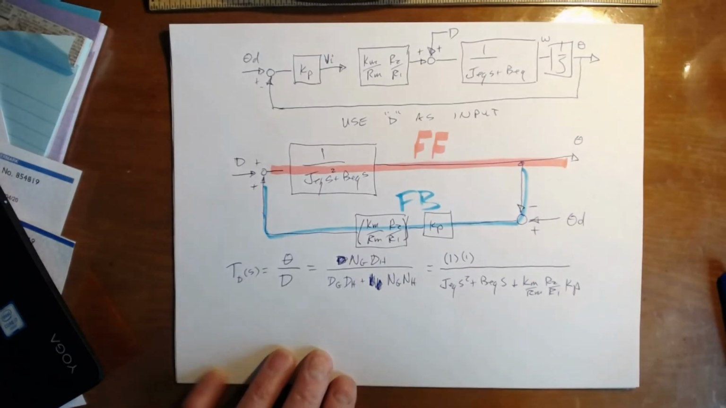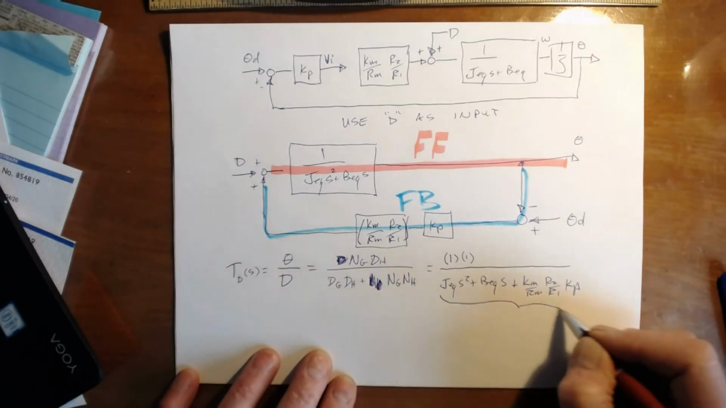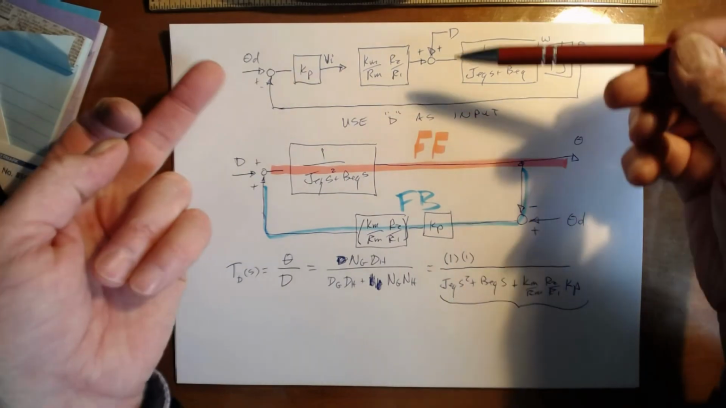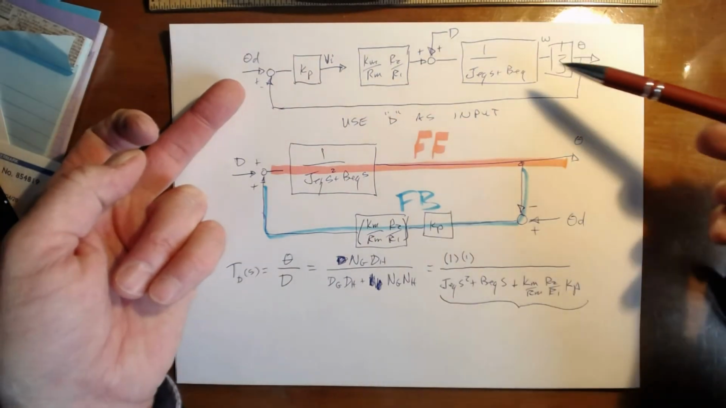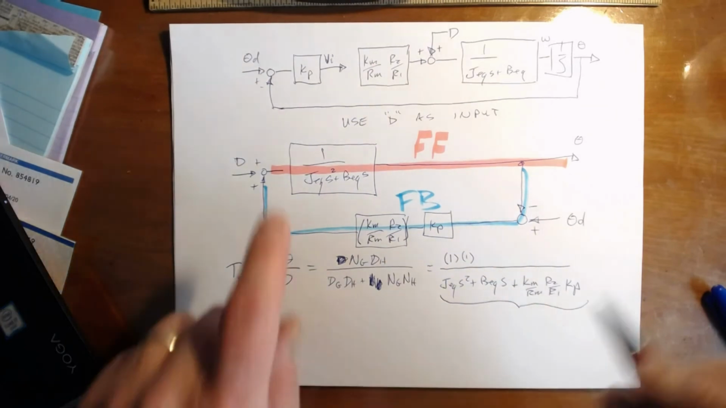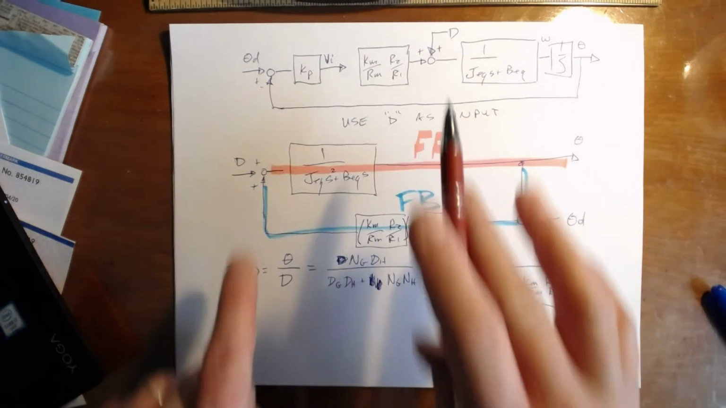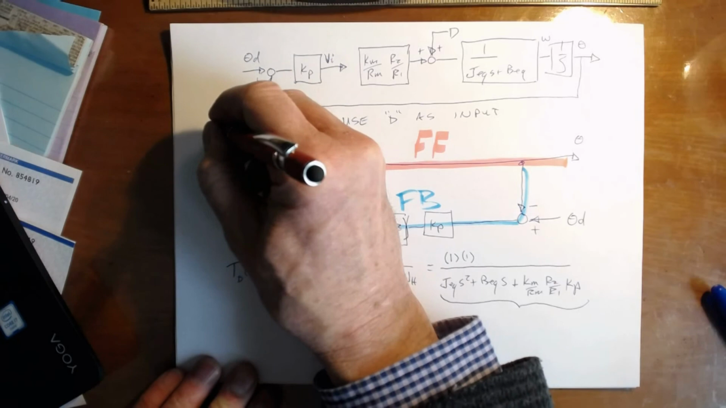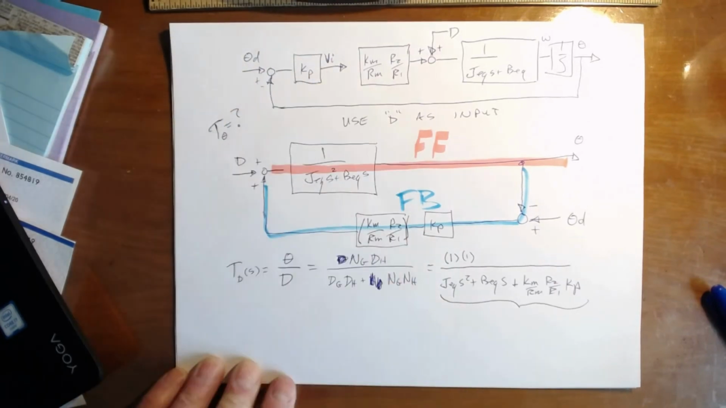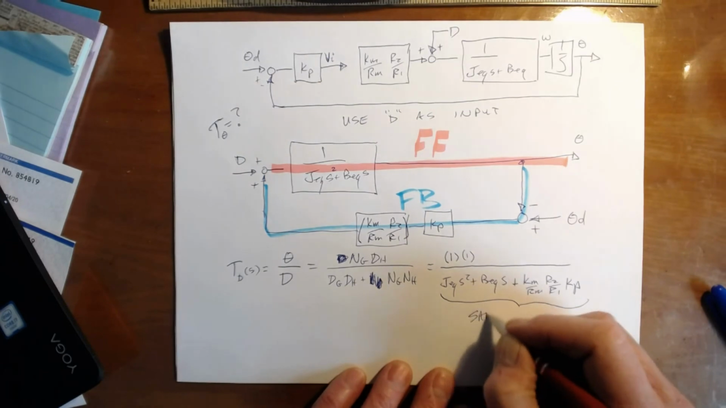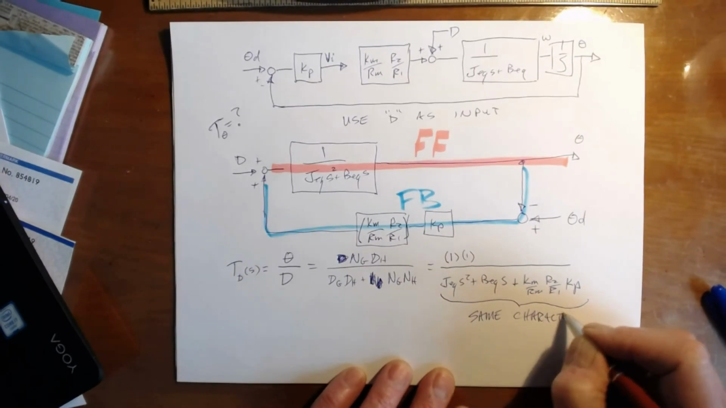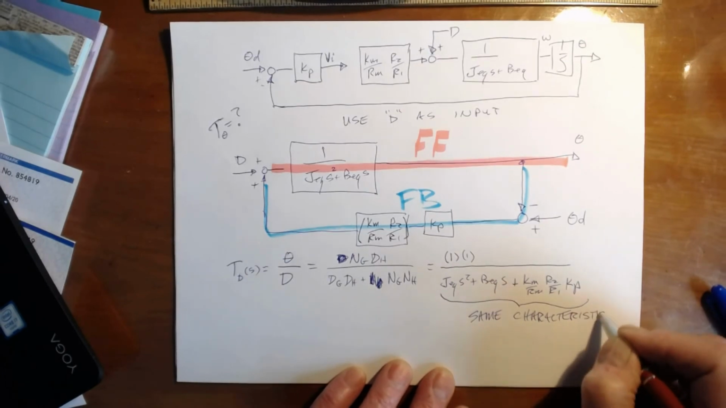Now, I want you to go back and look. When I broke this down into its equivalent transfer function, you might have to do this one. You might have to close this loop yourself to get T sub theta equals. I'm going to leave that a question mark for you. But what you're going to see is that this is the same characteristic equation.